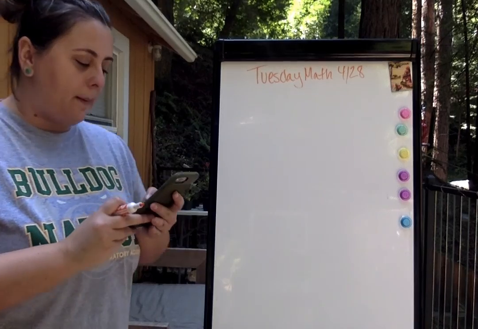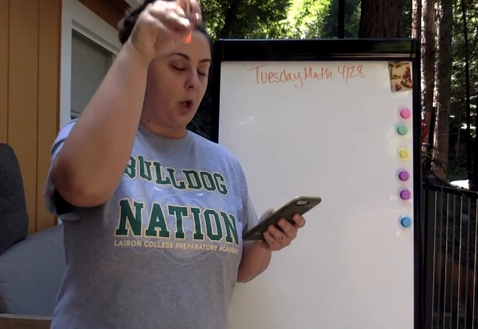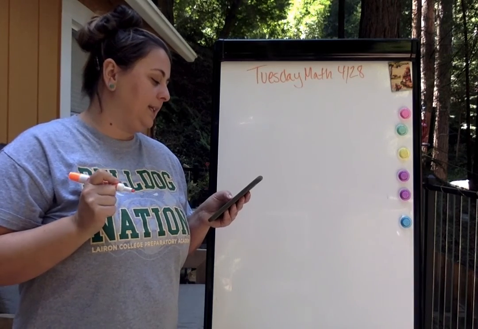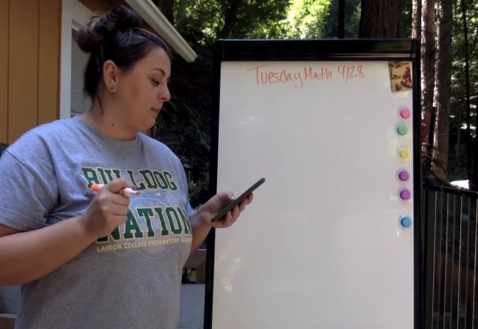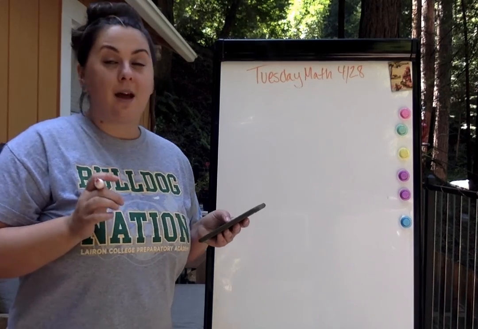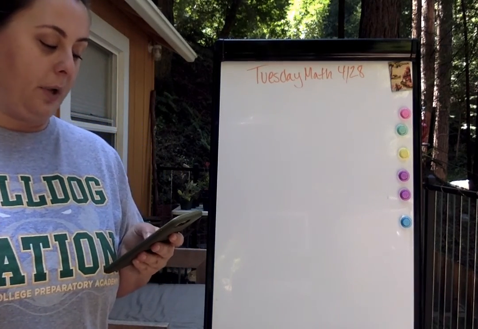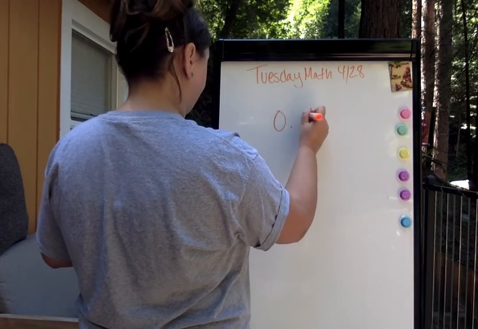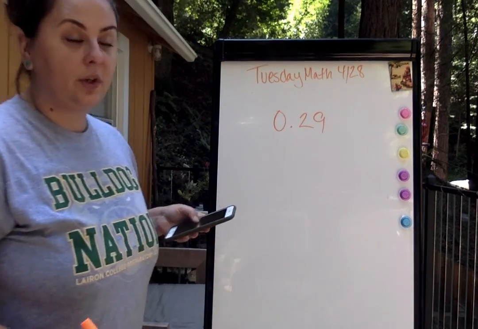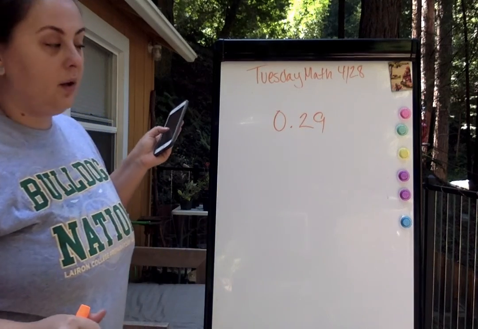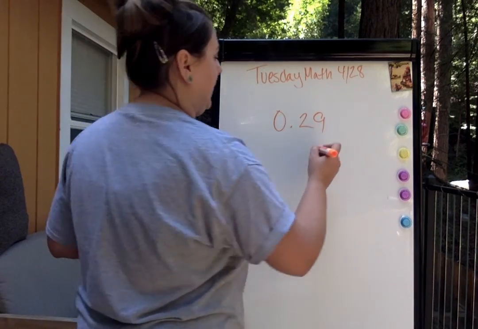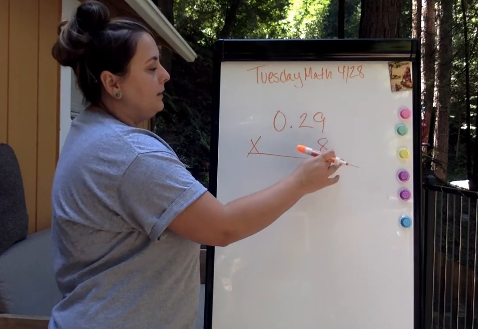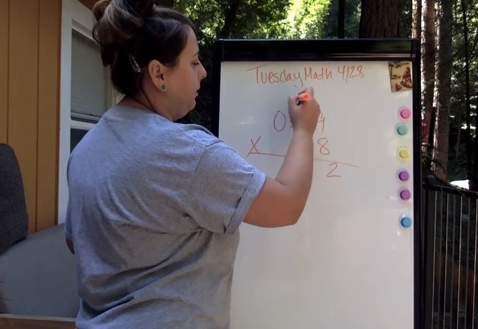Okay, next problem is a word problem. Kobe wants to purchase 8 marbles from the store. Each marble costs 29 cents. He has $2 in his pocket. Does Kobe have enough money to buy all 8 marbles? So the first thing we want to do is figure out how much the marbles cost, right? So you have 29 hundredths or cents, and we're going to times it by 8 because that's how many marbles he wants to buy. 9 times 8 is 72.